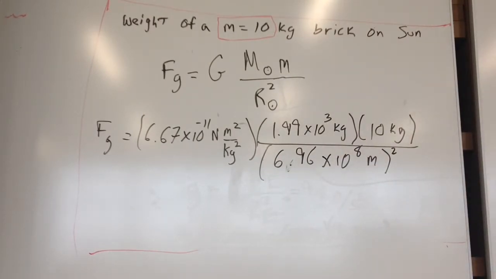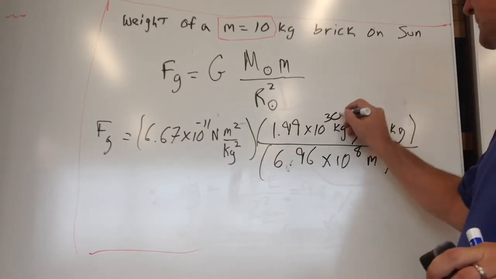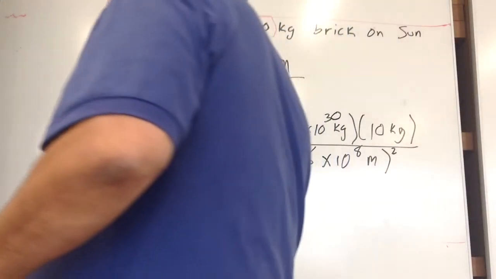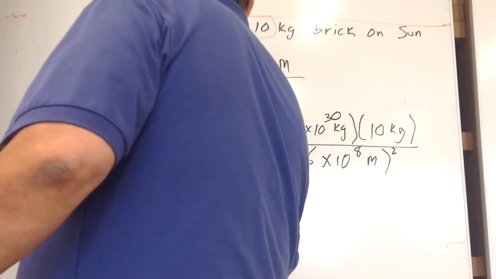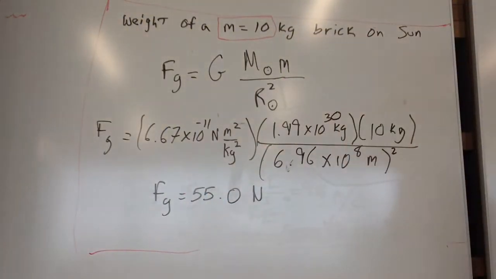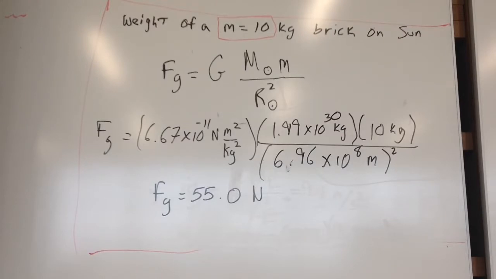Someone want to punch all that into a calculator and tell me what it is? Because I don't know. I can't do that in my head. The exponent for the 10 is 30. Yes, good catch. Thank you. I got 55.04. Yeah, 3 significant figures is usually enough. Anyone else can confirm that?